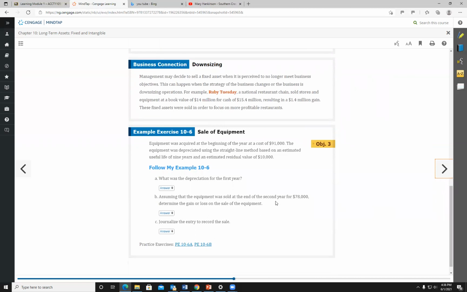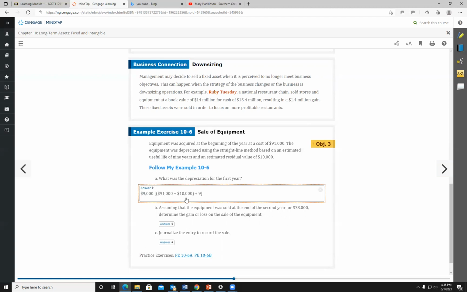So let's do a few examples. Equipment was acquired at the beginning of the year at a cost of $91,000. The equipment was depreciated using the straight line method based on an estimated useful life of 9 years and an estimated residual value of $10,000. So what was the depreciation for the first year?